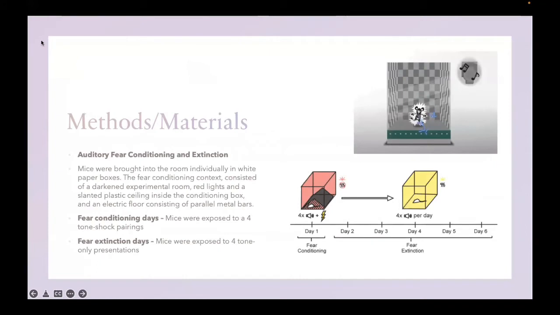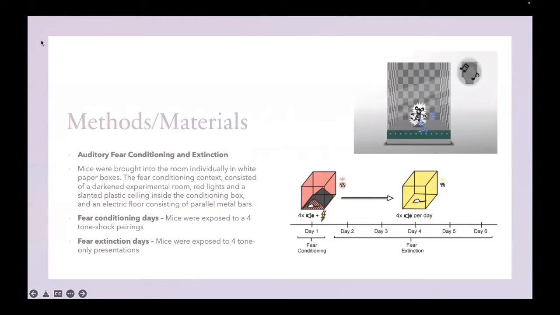For the methods and materials, male and female SAPAP3 wild type and knockout mice were used for the experiment. To test the valence processing in the mice, an auditory fear conditioning and extinction paradigm was used. The mice were placed into a conditioning cage where they would hear an auditory tone followed by a brief shock. When this happens, the mice will freeze.